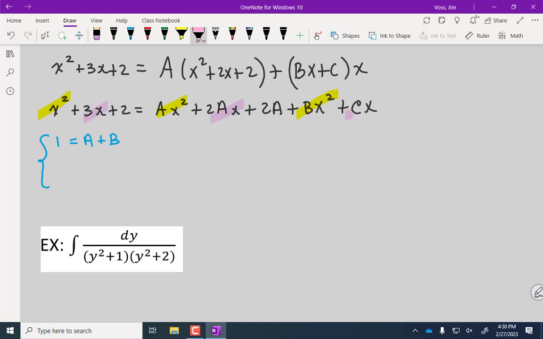All right, so now we look at the coefficients of x. Coefficient of x on the left is 3. Coefficient of x on the right? 2a plus c. All right, there's hope. Constant on the left? 2. Constant on the right? 2A. So now we know that a is 1. And now we back substitute. If a is 1, go to this equation: c is also 1. Go to this equation: if a is 1, b is 0. So those would be our coefficients.